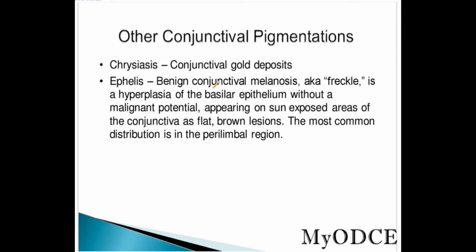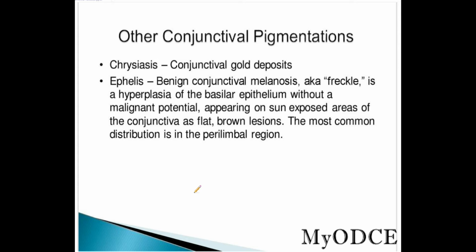Other causes of conjunctival pigmentary changes we'll sometimes see: chrysiasis, which is conjunctival gold deposits, and also ephelis, which is just benign conjunctival melanosis, or freckles on the conjunctiva. And it represents a hyperplasia of the basal epithelium, with no malignant potential, appearing on sun-exposed areas of the conj as flat brown lesions. We've all seen these things in practice, and I've heard some people describe them to patients as, oh, you have sunspots on your eyes.